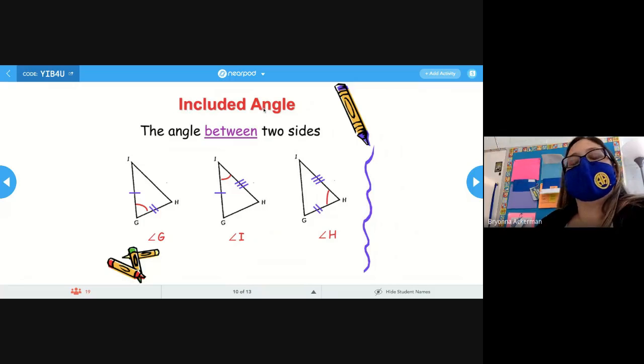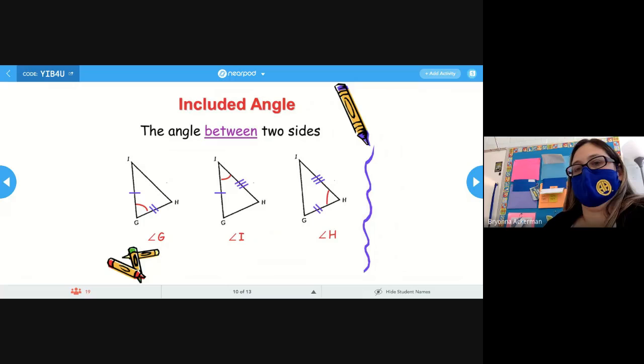Okay. And so then I show you two other examples. So in this case, if I'm talking about GI and HI, the included angle would be I because it's in between those two. Okay. And this is going to be important for our next rule to know which angle is in between the sides. Okay. So again, for this one, H would be in between these two sides. That's called an included angle. Included in between the two. So these are three different examples showing where the included angle is.